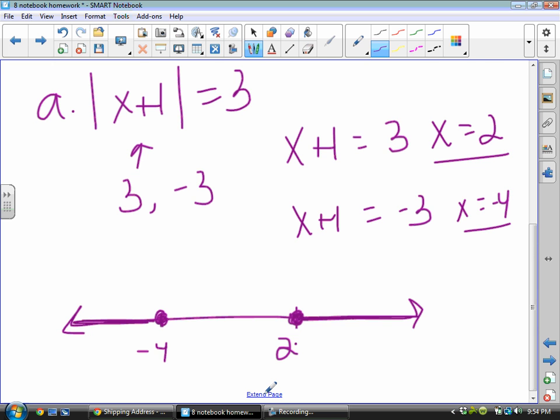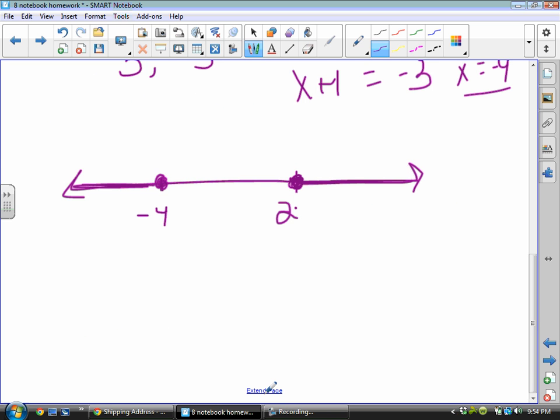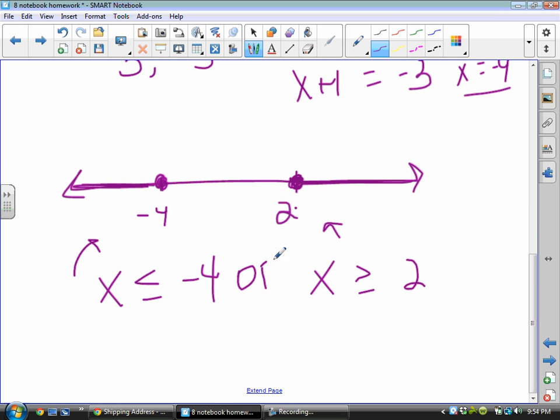And now I need to write a statement to describe this, because it's not x = -4 and x = 2. It's x could be less than or equal to -4. Right, that takes care of this part. And over here it says x is greater than or equal to 2. That's this part. And the word we would use to describe them is or, because I can't be in two different places at once.